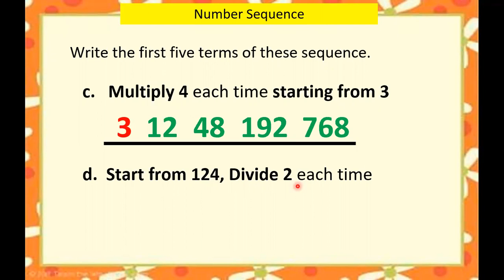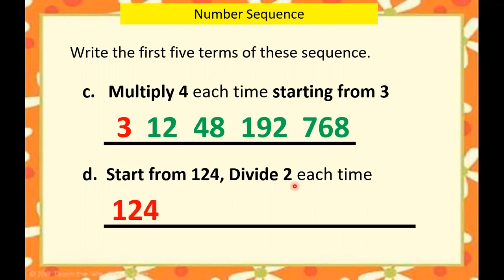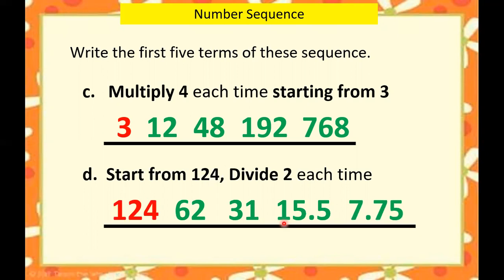Okay, check your answer now. Let's start with 124 and then you need to divide by 2. So 124 divided by 2 is 62. 62 divided by 2 is 31, 31 divided by 2 is 15.5, and then 15.5 divided by 2 is 7.75. Since you have learned already how to divide using decimal numbers, then this is already the answer.